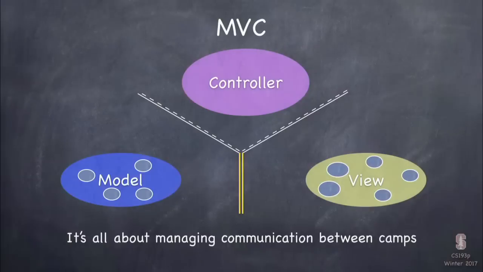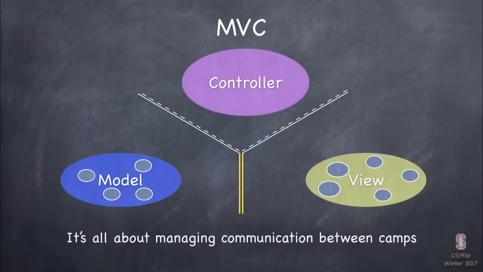Now, the key to making MVC work is managing the communication between these camps, because if we don't manage that communication, we might as well just put them all in a big camp and they can all talk to each other however they want. So if we're going to have three camps, we've got to think about how they communicate. So I've used this road sign kind of imagery here. The road lines in the middle of a road help you visualize what is allowed in terms of communication.